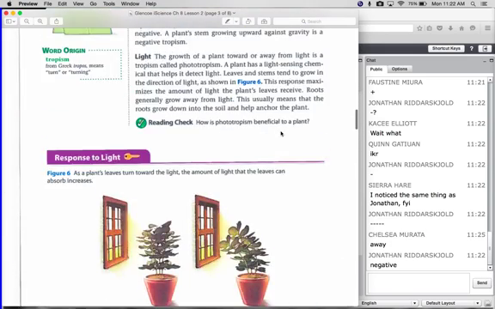So, plants respond differently. They have different tropisms. One is light. So we can basically talk about how the direction of light affects the direction that the plant grows.